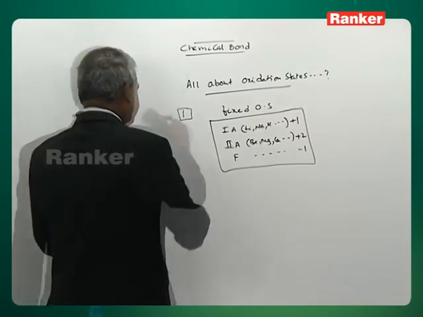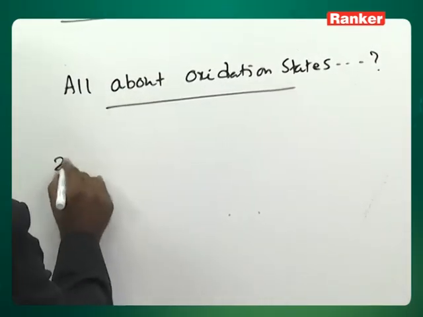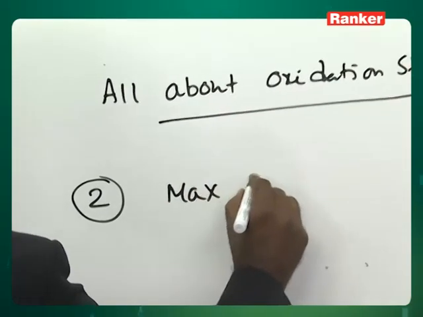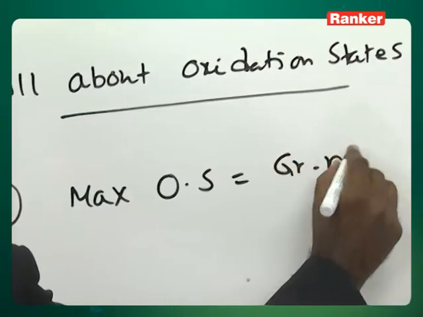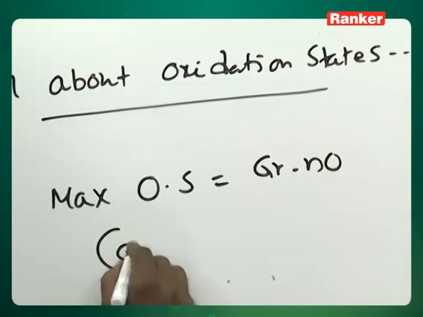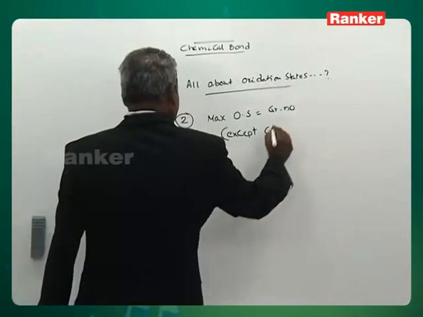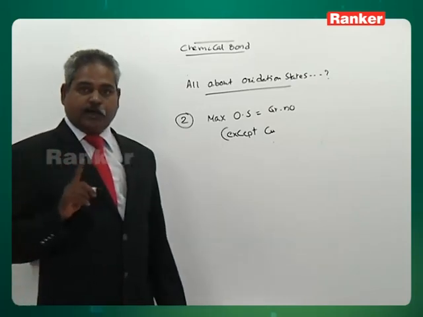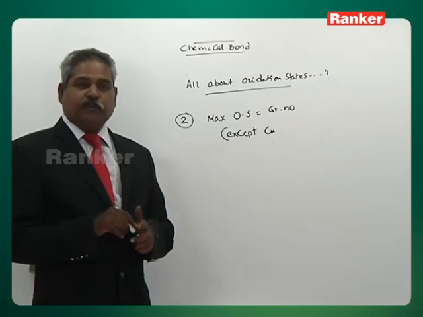Second, maximum oxidation state. The maximum oxidation state of an element is equal to its group number. The chief exception being copper. And when I say group number, it is Mendeleev's group number, it is not the IUPAC group number. IUPAC group number is not very much useful.